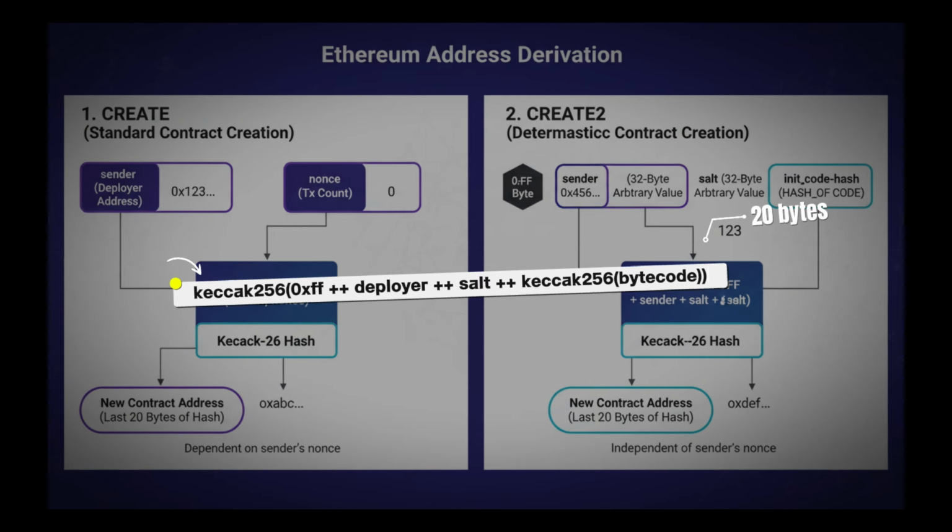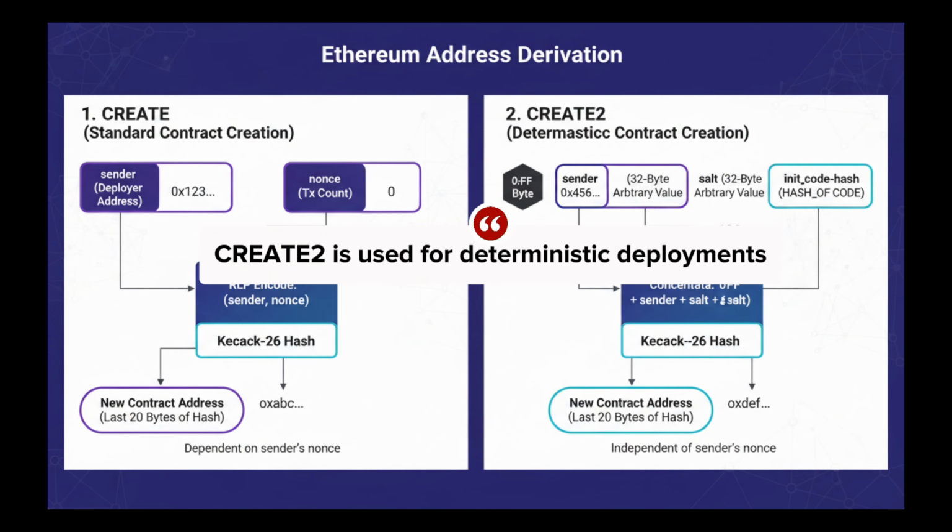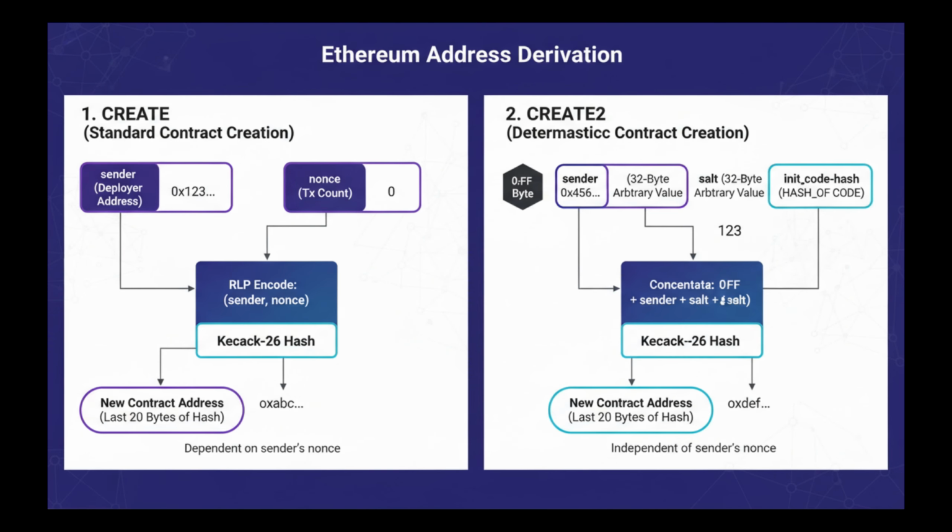Let's break it down. 0xFF, a fixed constant used to avoid collisions with normal CREATE addresses. Deployer, the wallet or contract address that is deploying the contract. Salt, a user-defined value that lets you control and predict the address. keccak256 of the bytecode, the hash of the contract's init bytecode, and we take the last 20 bytes to form the final Ethereum address. In practice, CREATE2 is used for deterministic deployments, so different networks or different times yield the same address, given the same inputs. Most simple deployments use the regular method CREATE. Just remember, no matter how the address is generated, the new contract lives at that address on-chain after deployment.